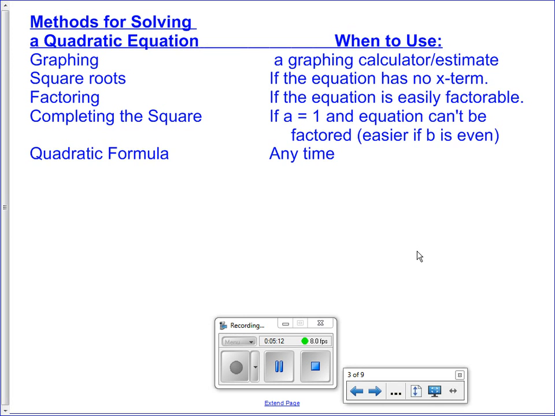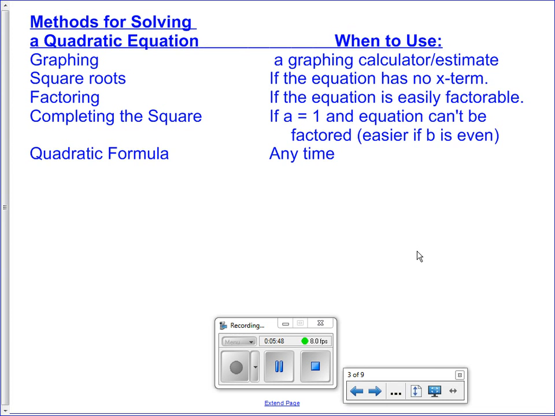Completing the square will work if you can't factor it. Completing the square is easiest if a is equal to 1, and it's still easier if b is an even number. And that's because to complete the square, we have to take b, which is the coefficient of the x term, and divide the b by 2. And so if it is an odd number, then you're going to introduce decimals or fractions into your equation.